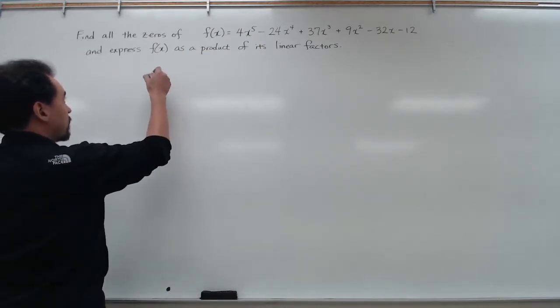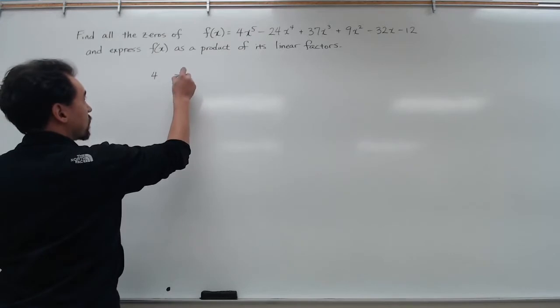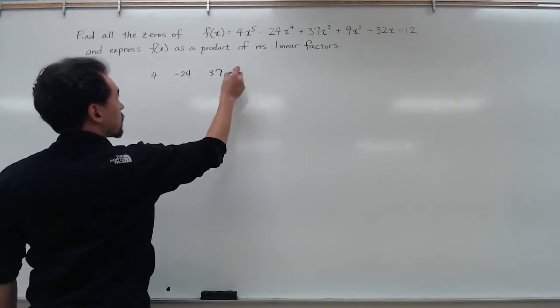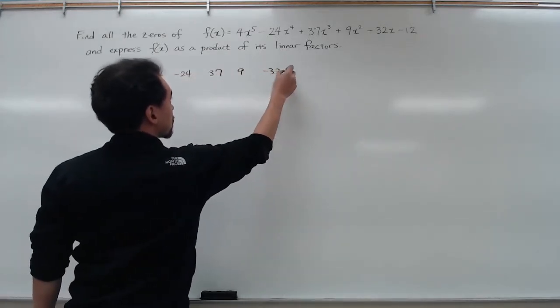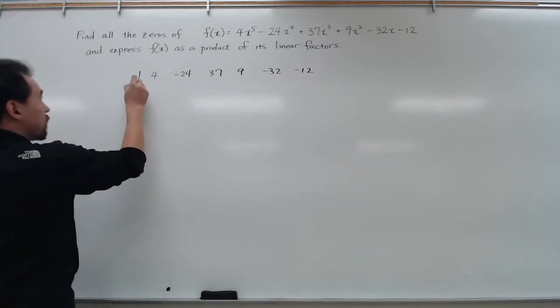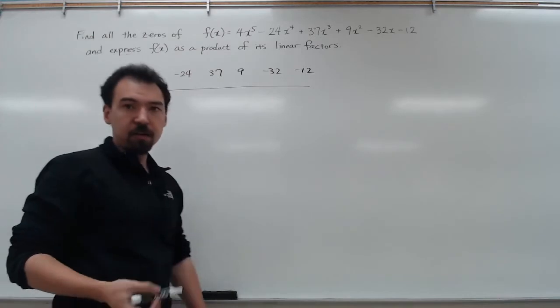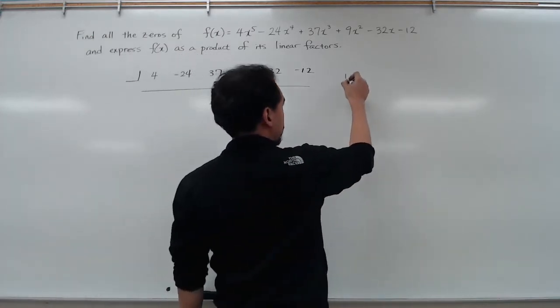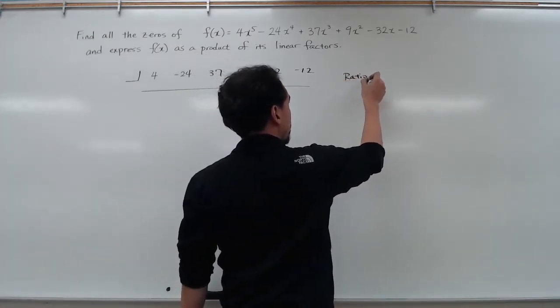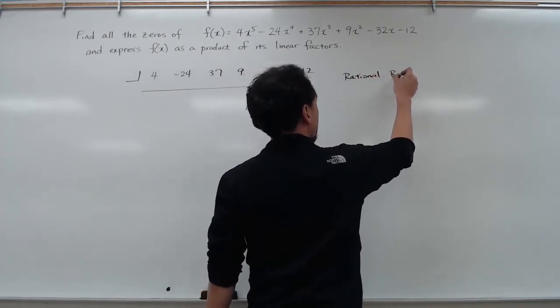So to start it off, we'll set up the synthetic division. And we're looking for a number in the box that will get us 0 at the end. And to start it off, why don't we consult the rational roots theorem? So we're going to look at all the possible rational roots.